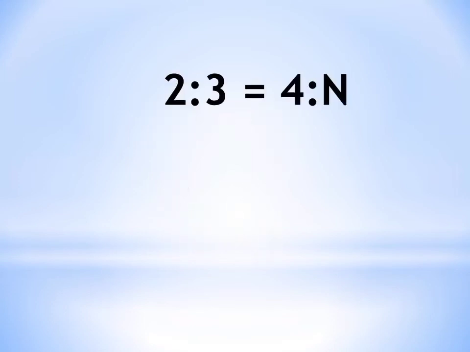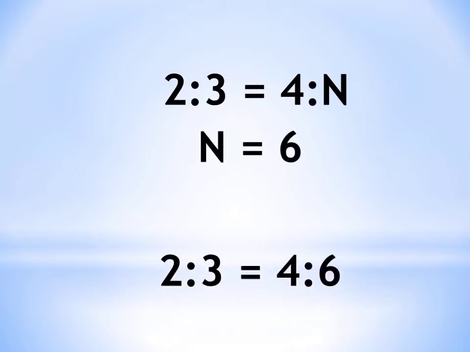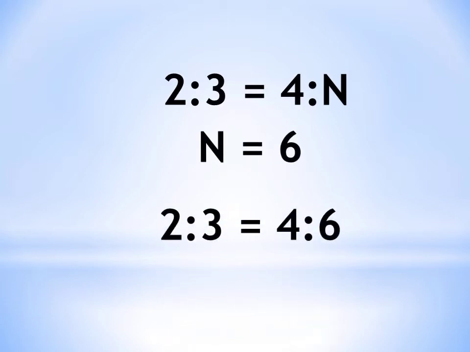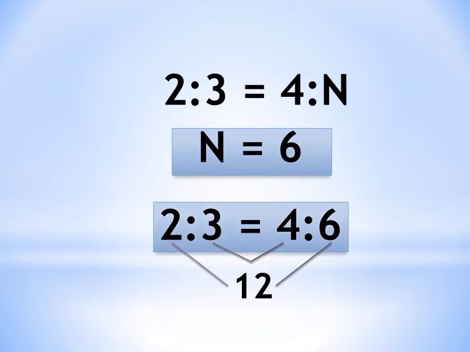This is our given. Since n equals 6, our direct proportion is 2 is to 3 equals 4 is to 6. If we want to check our answer, simply multiply the means and also the extremes. If the answers are equal, then this is a proportion. Therefore, our answer is correct.